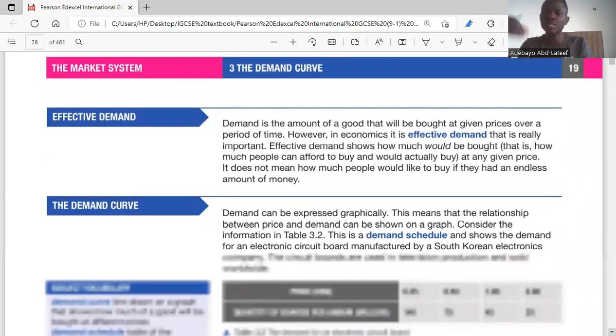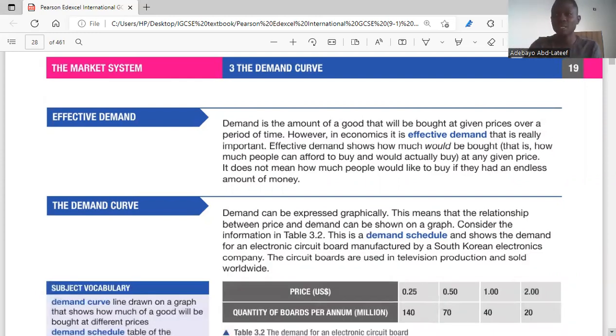Now we go down to the demand curve. When we talk about a demand curve, it's a graph that shows the relationship. A demand curve is a graph that shows the inverse relationship between the quantity demanded of a product and the price.